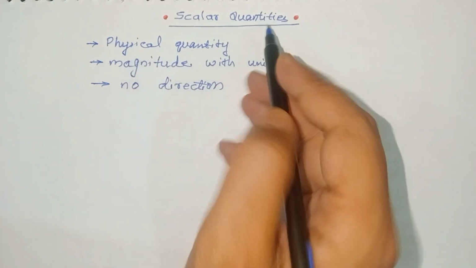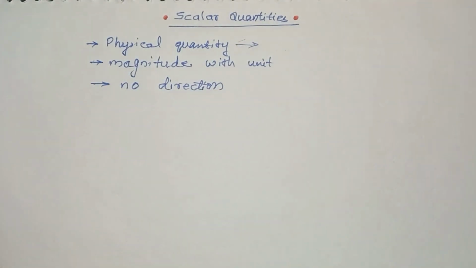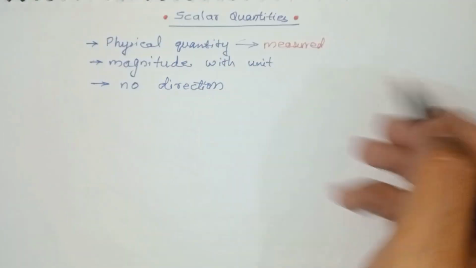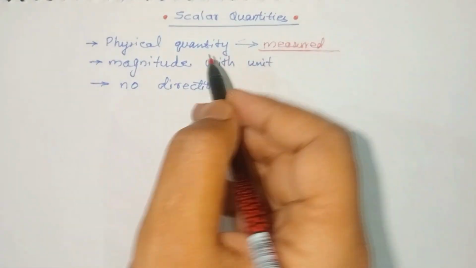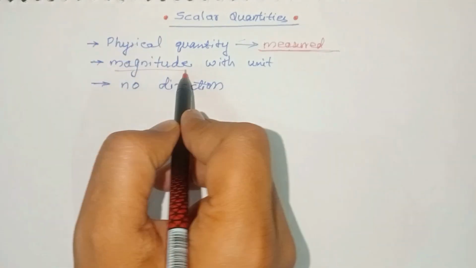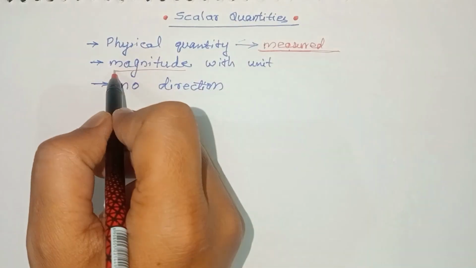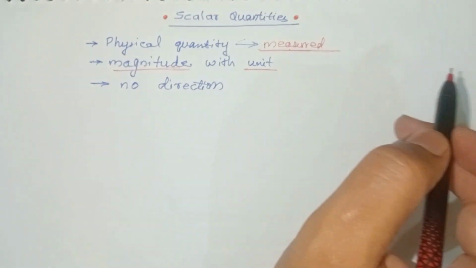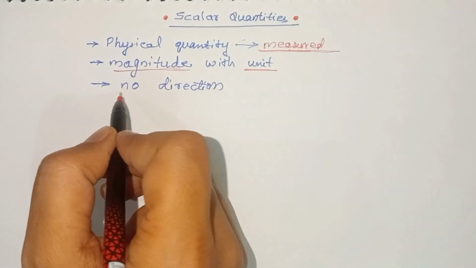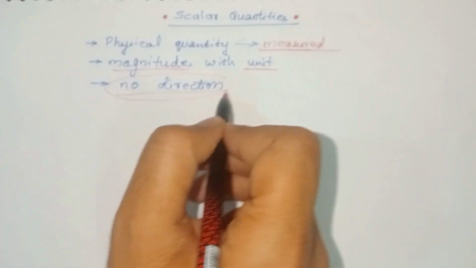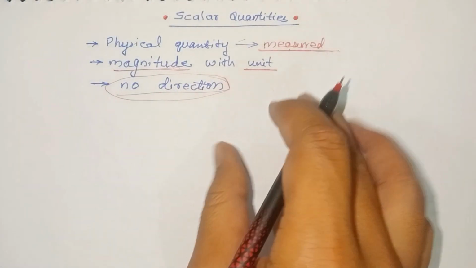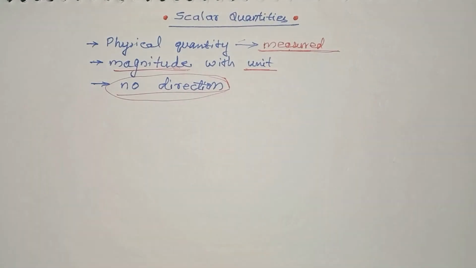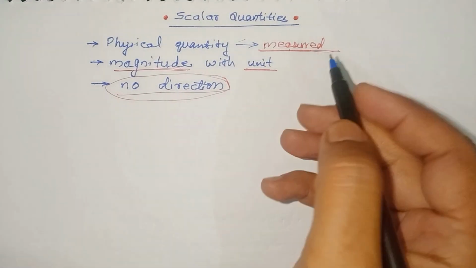This is a physical quantity, which means what? Physical quantity means it can be measured. What is a physical quantity? Quantities which can be measured. If it is measured, it has a magnitude, and after measuring the magnitude, we put the unit. Still, it will not have any direction. This is the main point of difference: direction will not be defined in a scalar quantity.